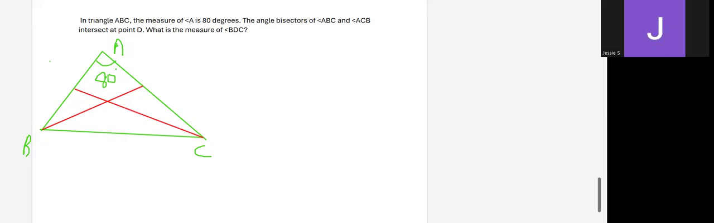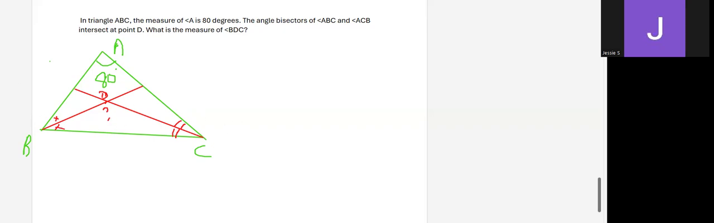Now, what does that mean? What matters is that these two angles are congruent, and then these two angles are also congruent. That's what angle bisectors mean. And then these two angle bisectors cross each other at the point D. We want to find the measure of angle BDC right here. What's the measure of this angle?